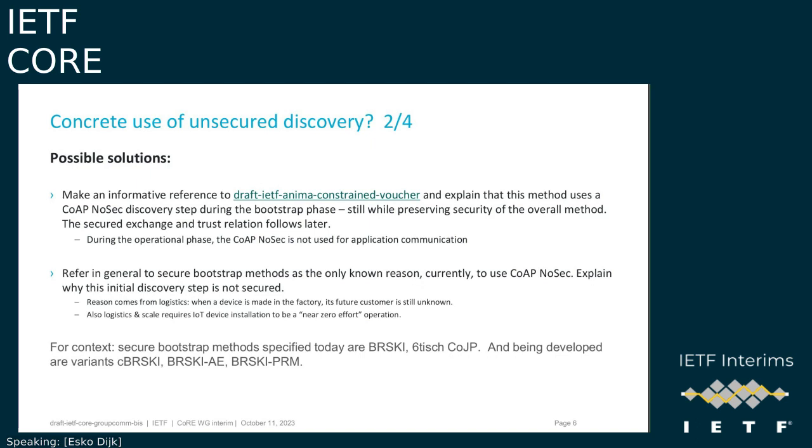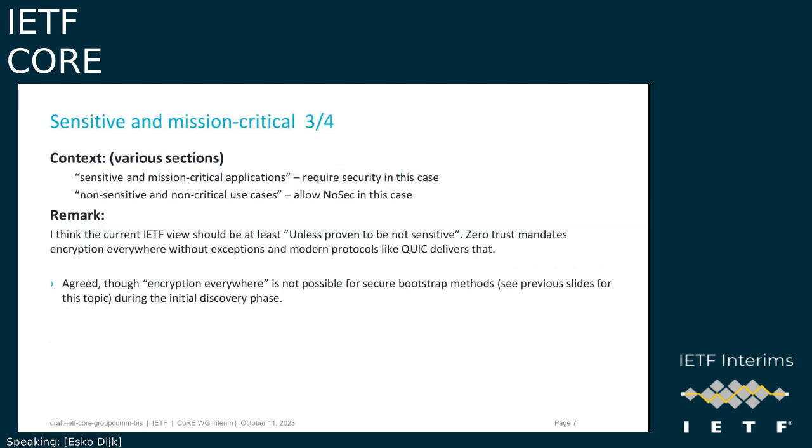Thanks. If no more comments, we'll move on to the next issue. Three out of four we are now. So we have the sentence "sensitive and mission critical" at some different places in the draft, and also the opposite, "non-sensitive and non-critical use cases" is used. So for the top one, we say we require security, while for the bottom one, the non-sensitive ones, we say, okay, we do allow no-sec to be used in this case.